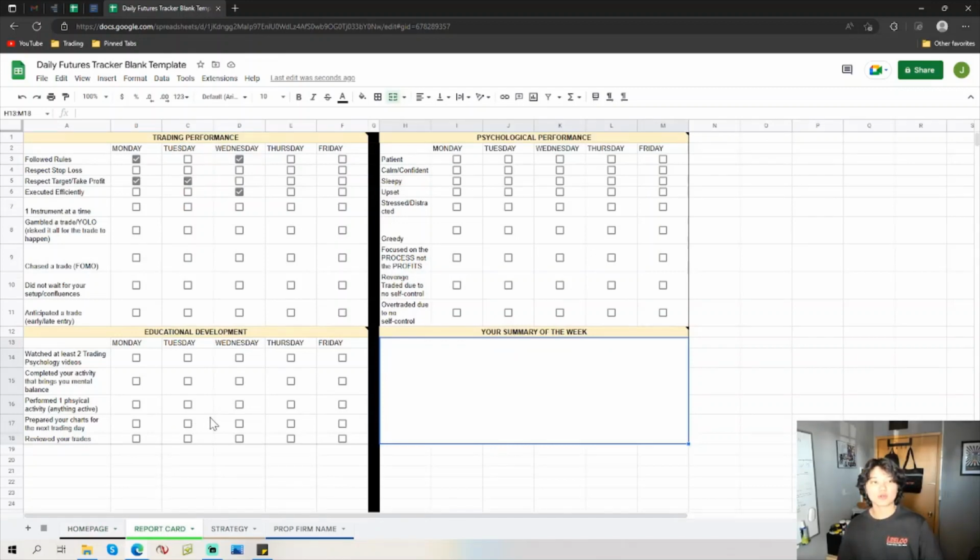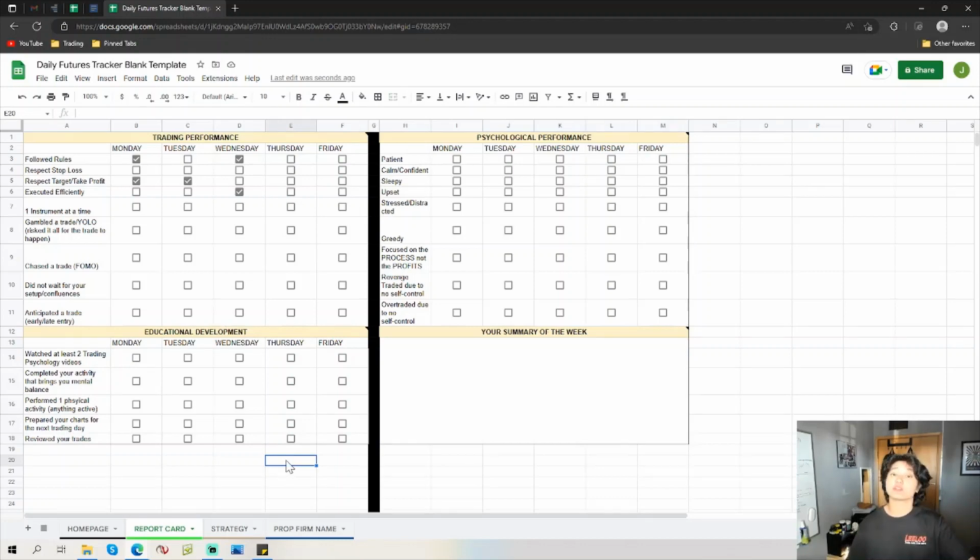And then for the report card, I actually started implementing this more recently. There's a guy out there on the internet, I can't remember his name, but he had a layout very similar to this, and I thought it was very interesting to see. So I wanted to incorporate something like that because I've been struggling myself with areas of improvement, specifically in psychology. So I thought this was a good way to track pretty much everything from psychological performance, trading performance, and then pretty much what I'm doing outside of trading. So yeah, it's pretty cool, straightforward.